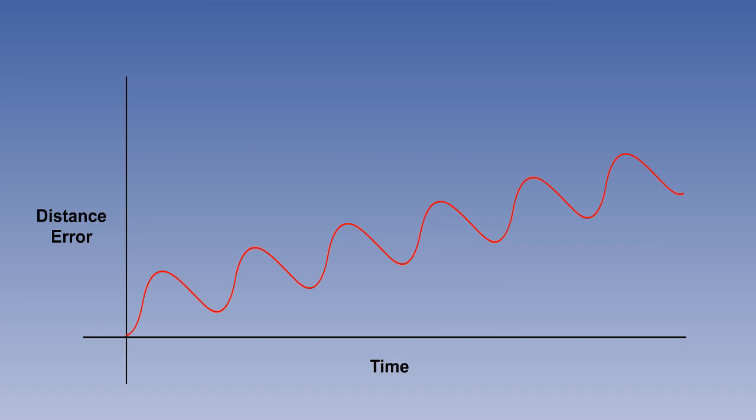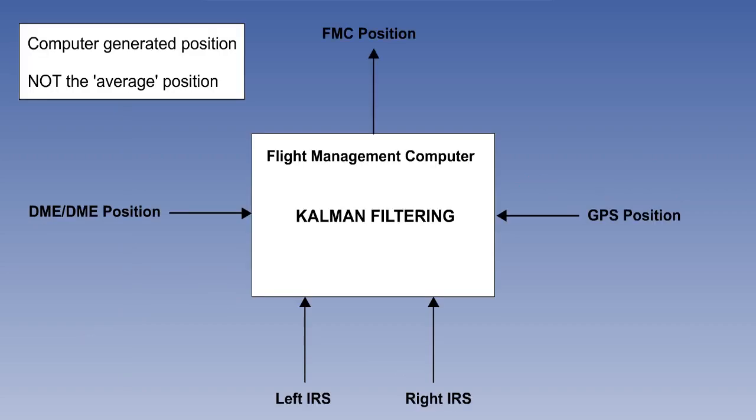From this FMC statistical best estimator position, it is possible for the FMC to establish an error trend over a period of time, and to build mathematical models of both the Schuler and the unbounded error propagation pattern. This is then used in the computation of future computer-generated positions. Kalman filtering is complicated, and does not lend itself to broad simplifications. However, it is important to realize that the FMC position is not the average of the IRS and DME or GPS position, but is computer-generated using a sophisticated statistical algorithm.